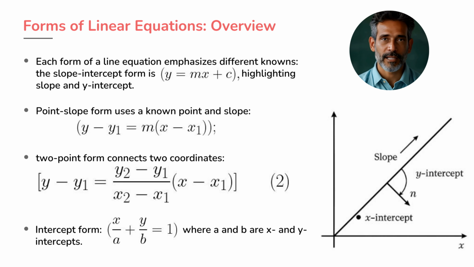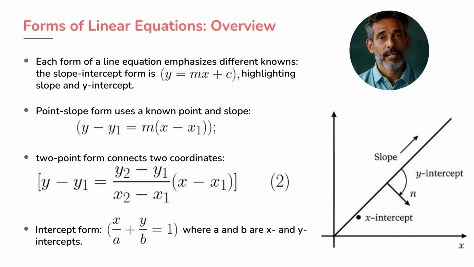There are many ways to write the equation of a line, each with its own special use. First, the slope-intercept form, y equals mx plus c. Here, m is the slope and c is the y-intercept, or the point where the line crosses the y-axis. Next, the point slope form y minus y1 equals m times x minus x1. This is handy when you know one point and a slope. Then comes the two-point form y minus y1 equals y2 minus y1 divided by x2 minus x1 times x minus x1. This directly connects 2 points on the line.